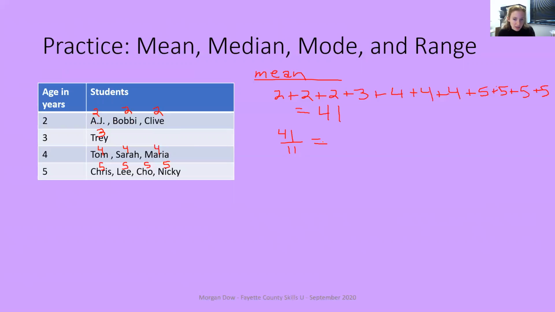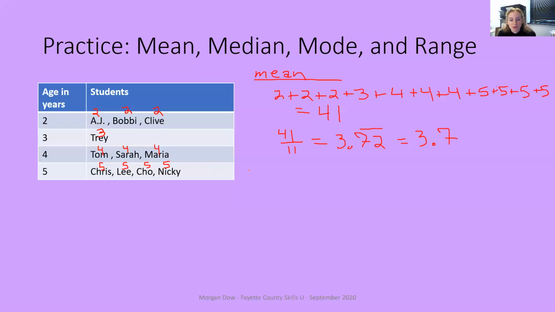So we get 3.72 repeating, right? I'm getting 3.72, 72, 72, 72. So 3.72 repeating. Let's just round that to the nearest tenth. So that will round to 3.7. So the mean age of these students is 3.7 years old.